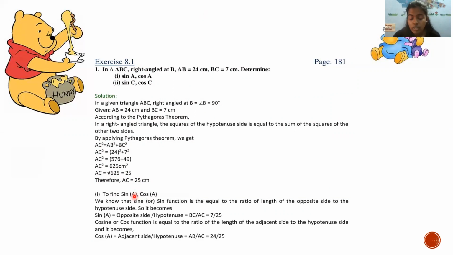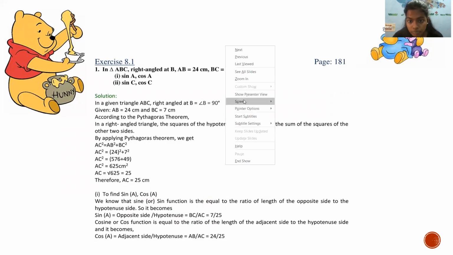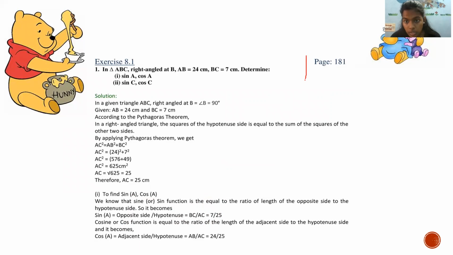Now I will come back. Sine A, they are asking. What is the formula for sine A? Opposite by hypotenuse. So if my hypotenuse is AC, my opposite will be BC. We will see. Okay, so this is the right angle triangle, and this can be B.